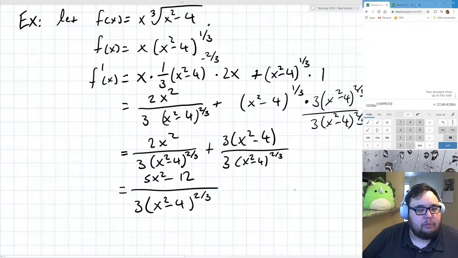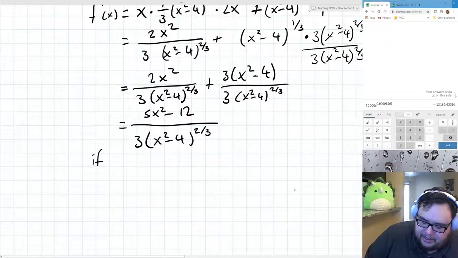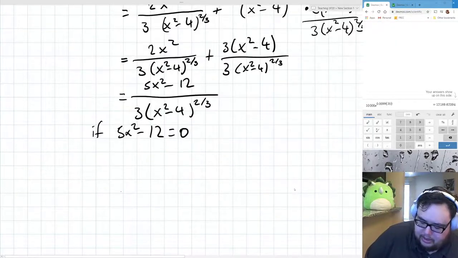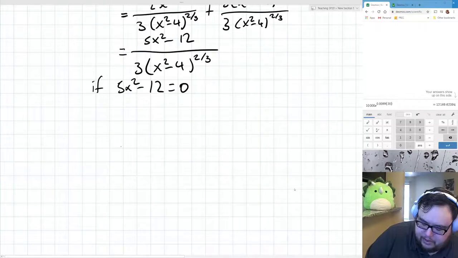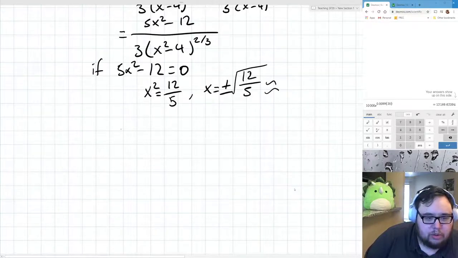We're going to have a handful of critical points. We're going to have some critical points where the derivative is zero and some critical points where the derivative doesn't exist. So if 5x squared minus 12 is equal to zero, then x squared is equal to 12 over 5, which means that x is equal to plus or minus the square root of 12 over 5, which is about plus or minus 1.549.